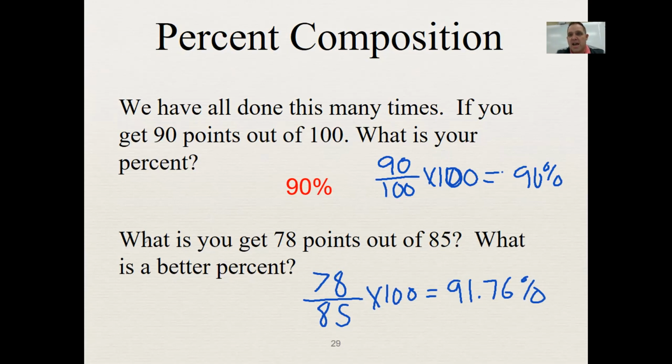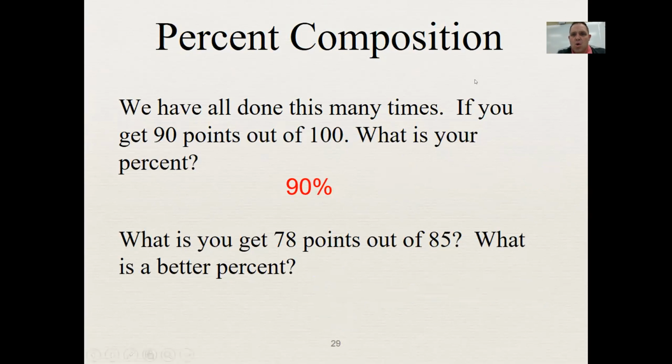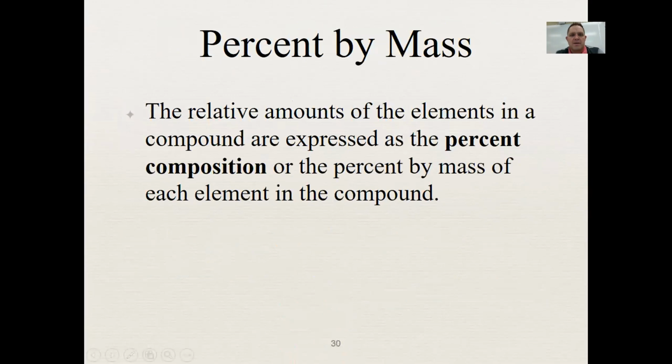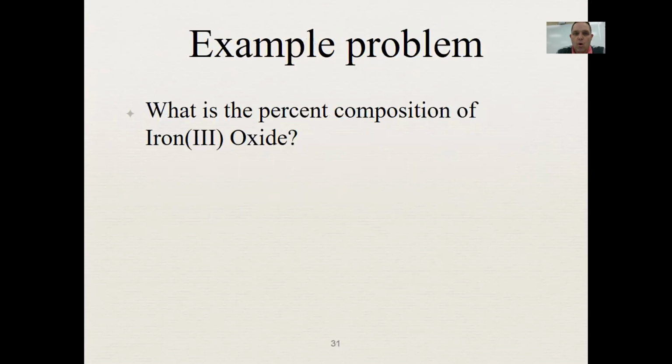We do it all the time in tests. Let's look at how it would look when we do an element or a compound. Let me get rid of these. All right. So we're going to do this by mass. So we're going to use our periodic tables. You should have one with you. I will use our green periodic table. So here's our first problem.